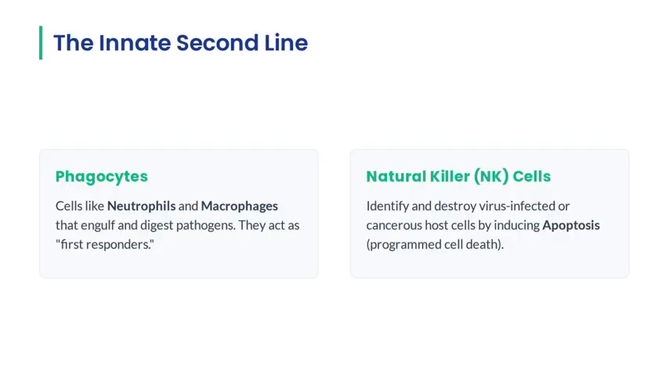Next, we have our innate second line, where we have phagocytes, which are cells like neutrophils and macrophages that entirely engulf and digest pathogens, and they act as the first responders. And we also have natural killer cells, and these identify and destroy virus-infected or cancerous host cells by inducing apoptosis, sorry if I say it wrong, which is programmed cell death.